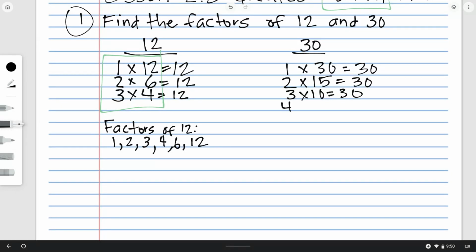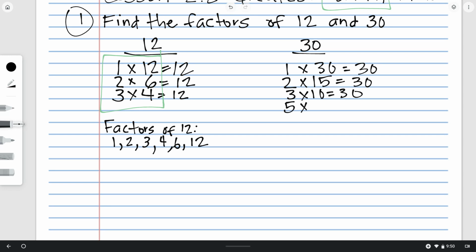Awesome. Okay. Can 4 be multiplied by something to get 30? 4 times something gives me 30. I see some shaking heads. I see a couple no's. You are right. 4 times something does not give me 30.